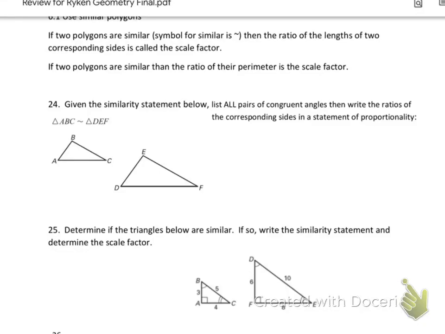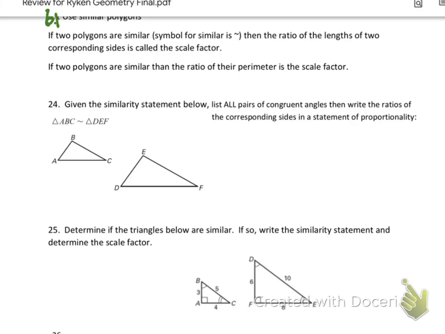Okay, so in this video we're going to go over, and this got cut off, but this is 6.1, and it is using similar polygons. So let's start reviewing this material for the final.